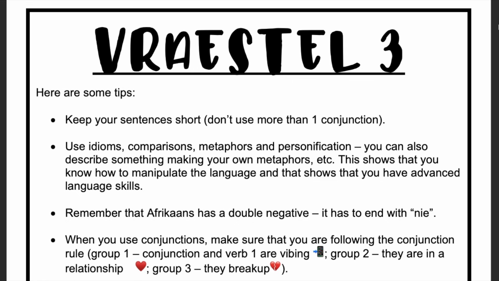Don't use more than one conjunction. The reason you shouldn't use more than one conjunction is because sometimes when you are writing, you forget about the conjunction rules. So obviously group 1, nothing changes. Group 2, they're in relationship. So the conjunction and the verb 1 need to be next to each other.